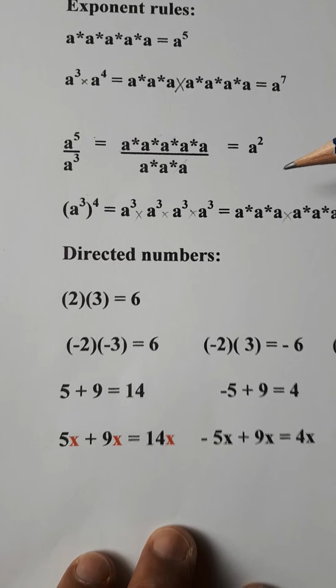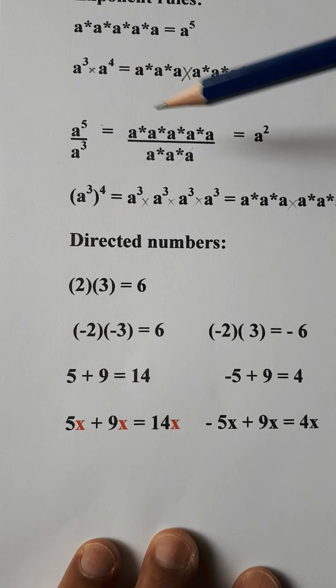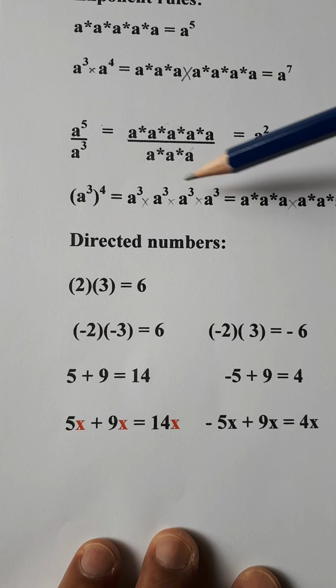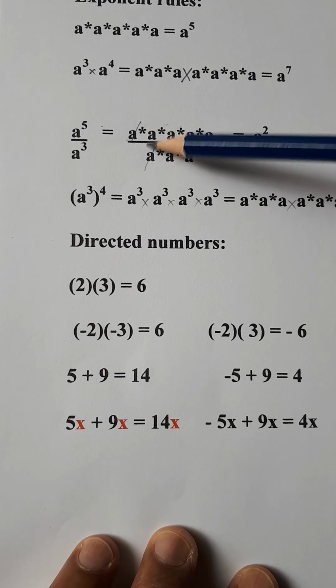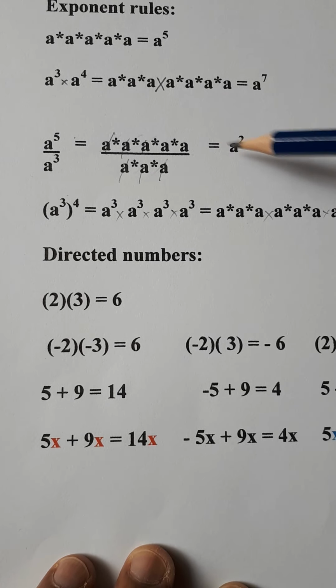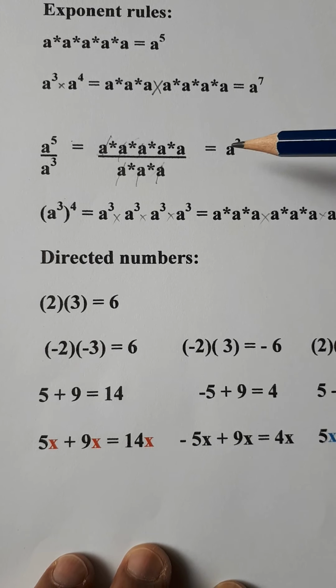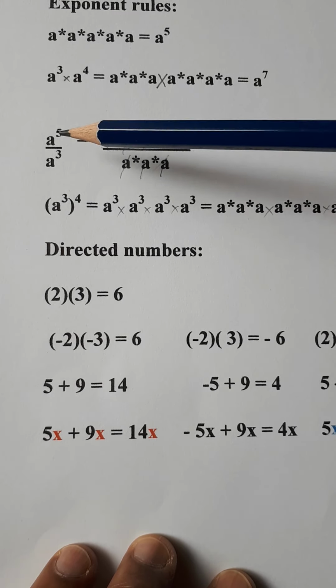When you divide, what do we do? A to the power 5 divided by a to the power 3. You can see this a cancelled with this a. So only 2 a's remaining. That means a to the power 2. So simply what we have to do is subtract 3 from 5. 5 minus 3 is 2.